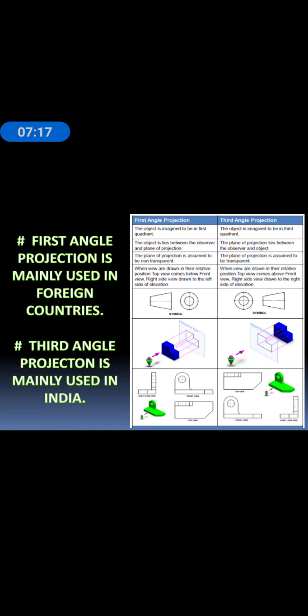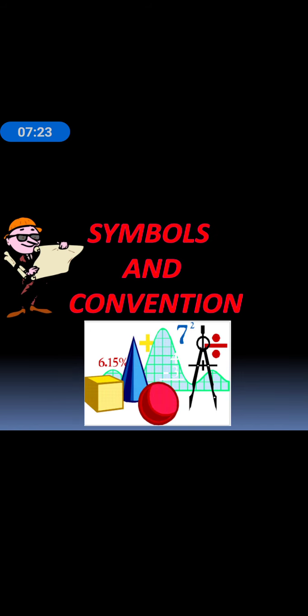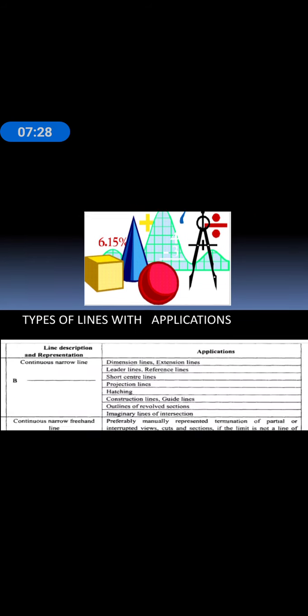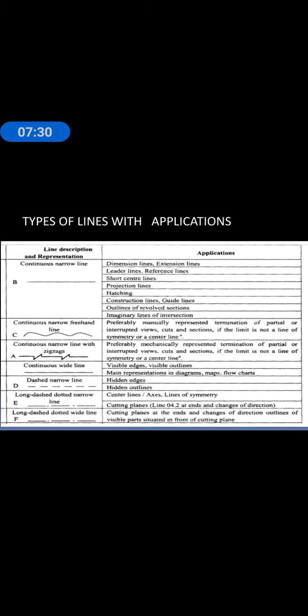So we can easily identify our drawing as first angle or third angle. Then the symbols and conventions we can use in our drawing. The first one is the types of line. There are many types of line we can use in our drawing.